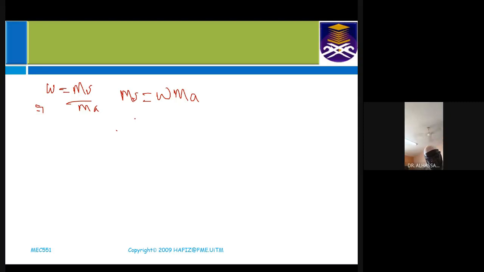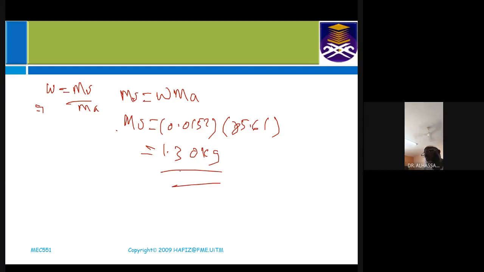All right, so that gives us mv equals to 0.0152 times 85.61. Okay, so eventually this gives me 1.30 kilogram. Okay, so that's the mass of the water vapor that is present in the air.